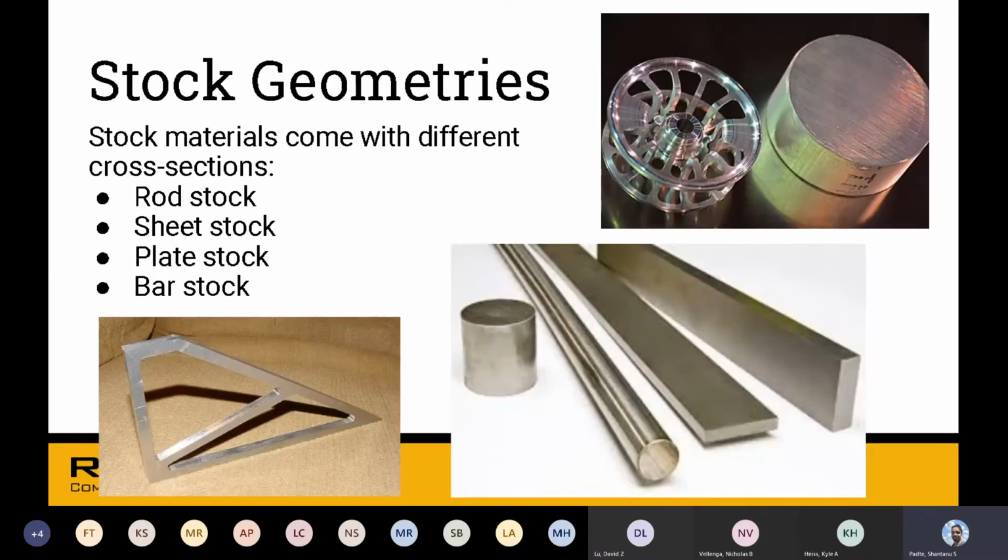So stock geometries. As I said earlier, if you're making something out of wood, how do you decide? Do you choose a plank or do you choose a log or something? So for steel or metals in general, you'll have different kinds of stock. Rods are basically long cylindrical. Sheets and plates are generally more important for their two dimensions, and they have a uniform thickness. And a bar is more like a plank of steel or metal. And the difference between sheet and plate is that, well, if you want to bend your metal, you want sheet. Plate tends to be 0.25 inches or thicker than that.